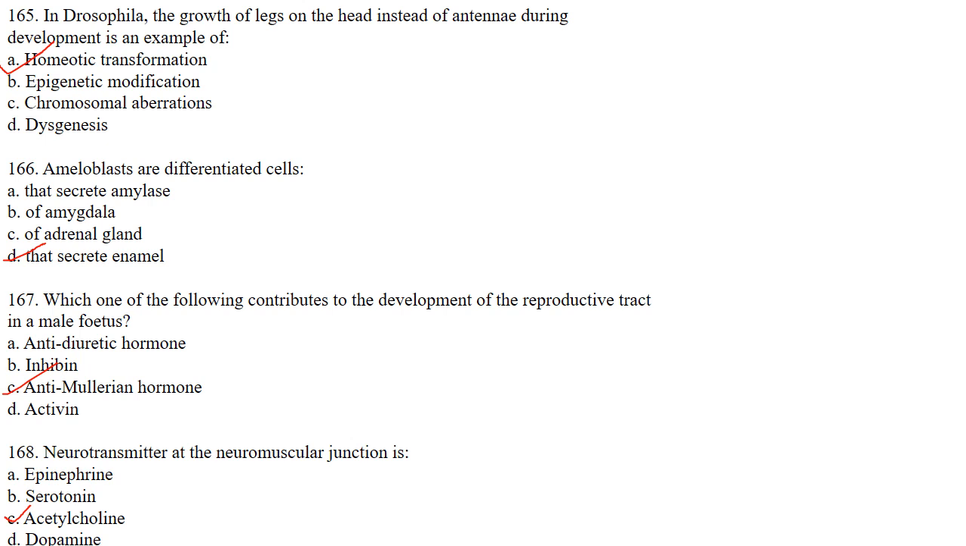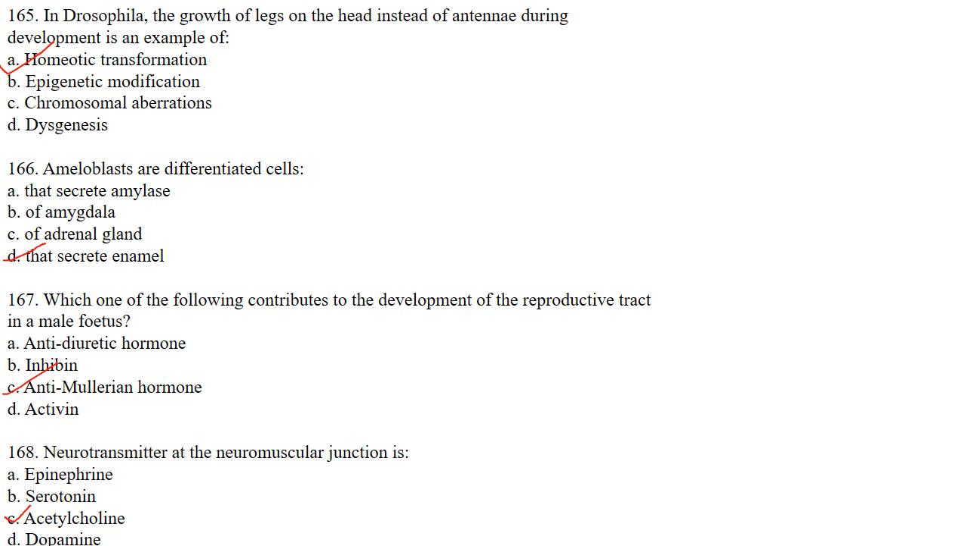If the unborn baby has female XX genes, a small amount of anti-Mullerian hormone is made. This allows for the development of female reproductive organs. So which of the following contributes to the development of the reproductive tract in male fetus? It is anti-Mullerian hormone. Answer is option C. The neurotransmitter at the neuromuscular junction is acetylcholine.